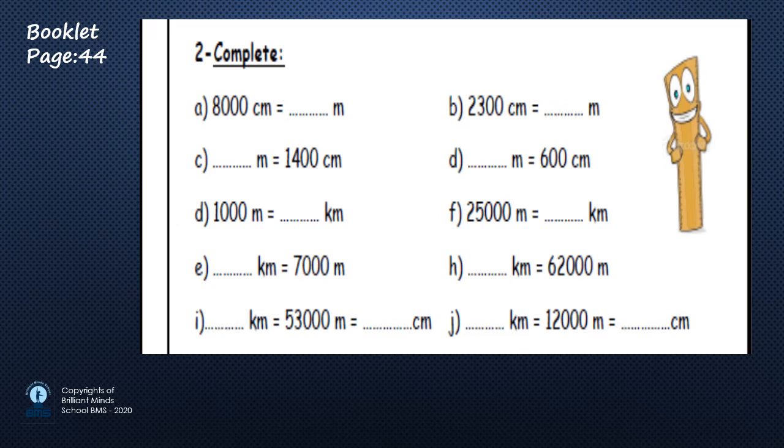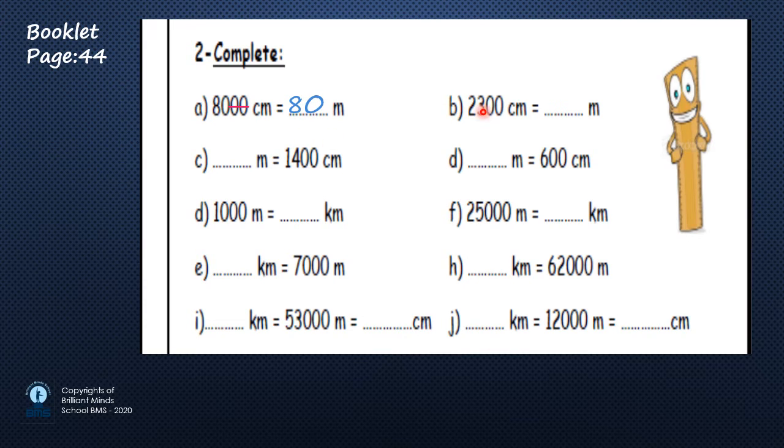Okay, multiply or divide? I was small, so I'm getting smaller. That means I will divide. I will divide. So cancel zeros. How many zeros we gonna cancel? Cancel 2 zeros. What left? 80. Put 80 in the space.